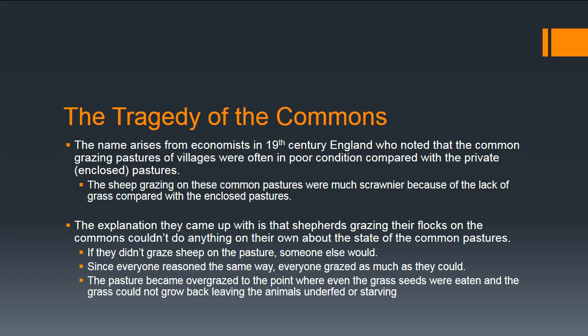Right, so you can see that in order for the grass to be sustainable, it has to be the case that seeds do not get eaten so that the seeds can grow and become new grass, which becomes new food for the animals. But if there are so many animals on the commons that all of the grass gets eaten and the seeds get eaten, then the grass doesn't grow again the next season, which means animals are going to start starving or being underfed the next season. So this is the tragedy of the commons.